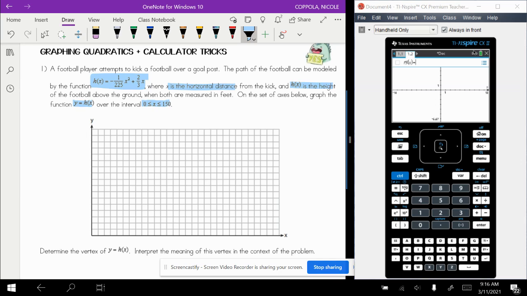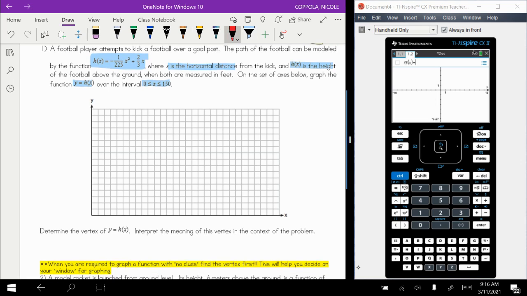Okay, so when you have these questions that are talking about like in context, you want to first make sure you label your axes. So it says x is the horizontal distance, so I'll write that down here. And that's measured in feet. And then h of x, or y, is the height of the football. So I'll put that here. And that's also in feet. Okay? So it wants us to graph it.